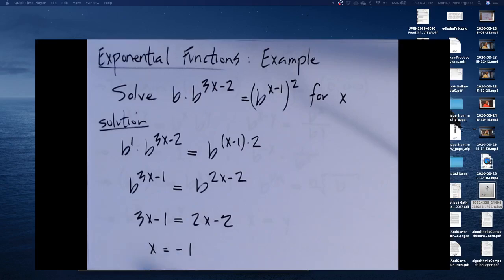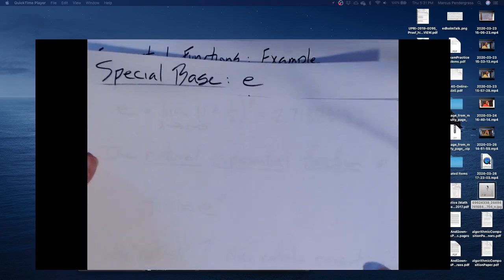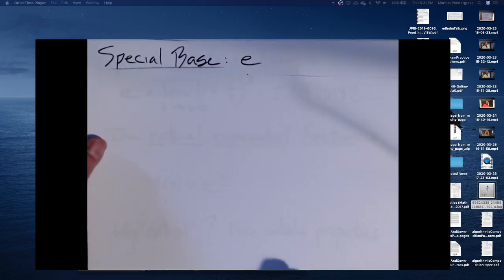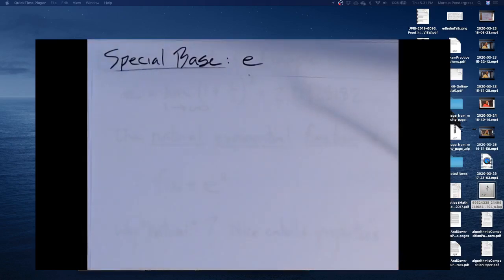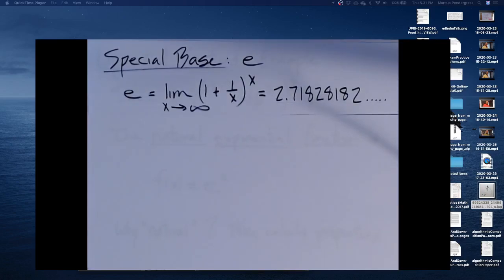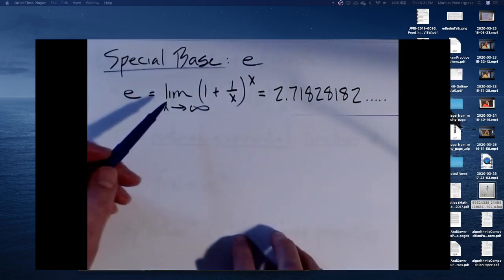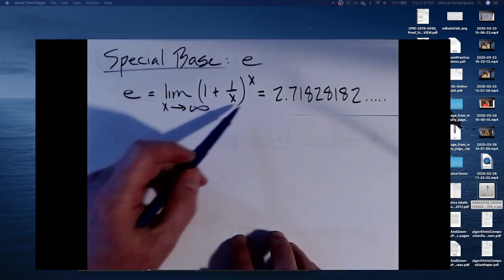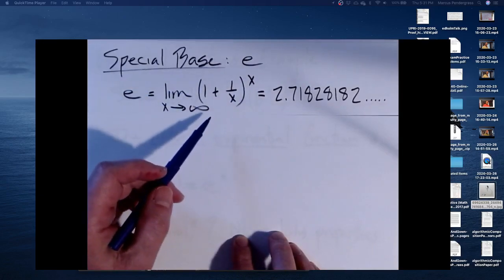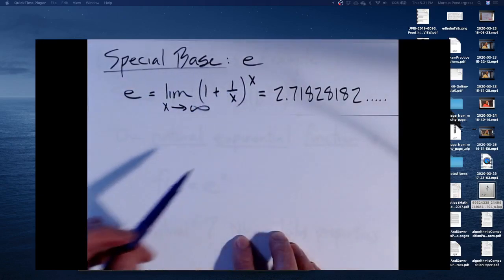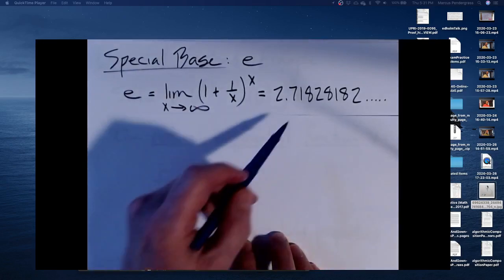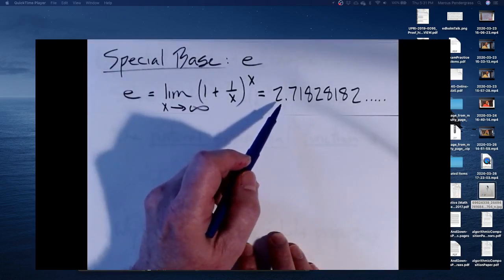So that's just using those basic properties of exponents. There's a special base that we're going to work more and more with as things go along, but let me just go ahead and mention it now. It's this base that's given the name e. The e is an actual number. It's got a kind of a strange definition. E is the limit as x goes to infinity of this exponential type function, 1 plus 1 over x, all raised to the x power. And it turns out that that limit actually has a definite value.